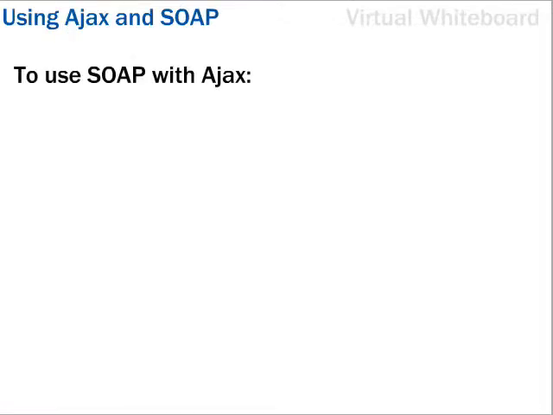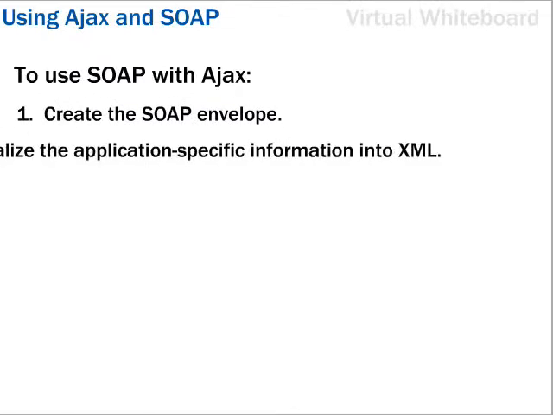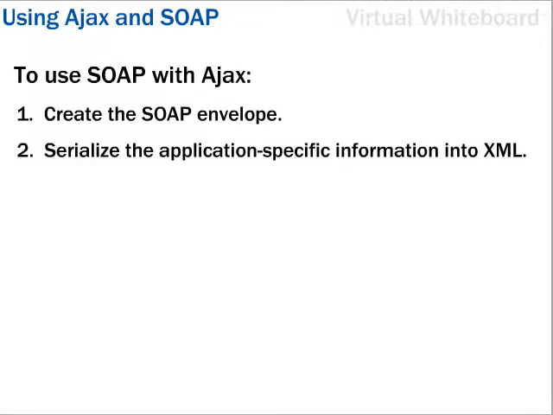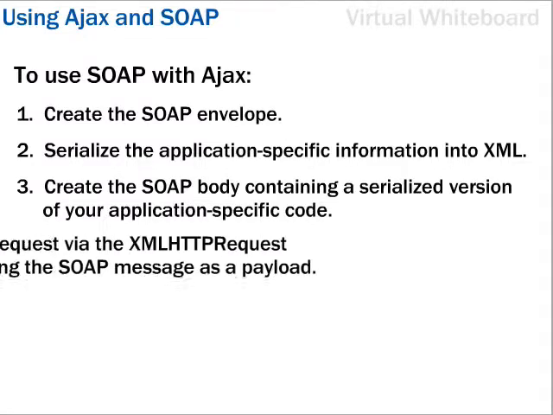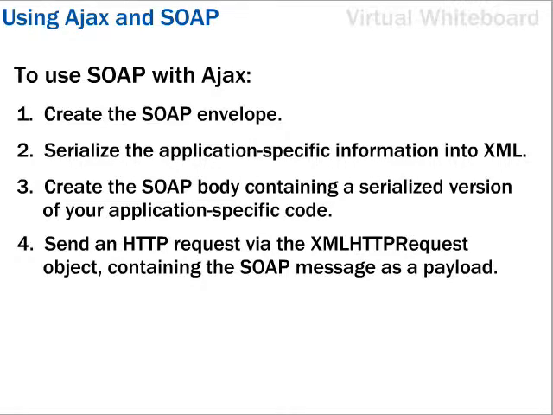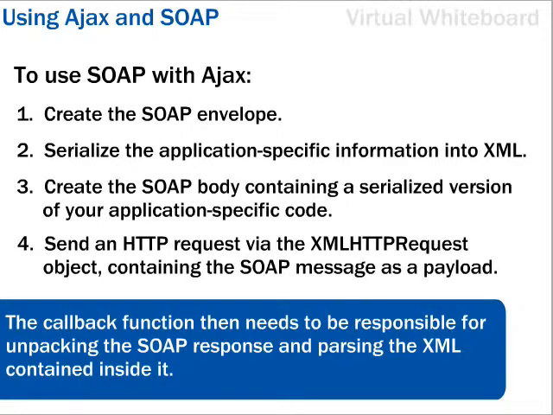To use SOAP with AJAX, you need to perform a number of separate steps. 1. Create the SOAP envelope. 2. Serialize the application-specific information into XML. 3. Create the SOAP body containing a serialized version of your application-specific code. 4. Send an HTTP request via the XML HTTP request object containing the SOAP message as a payload. The callback function then needs to be responsible for unpacking the SOAP response and parsing the XML contained inside it.